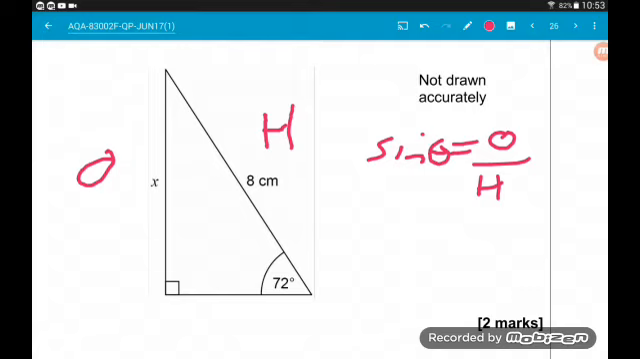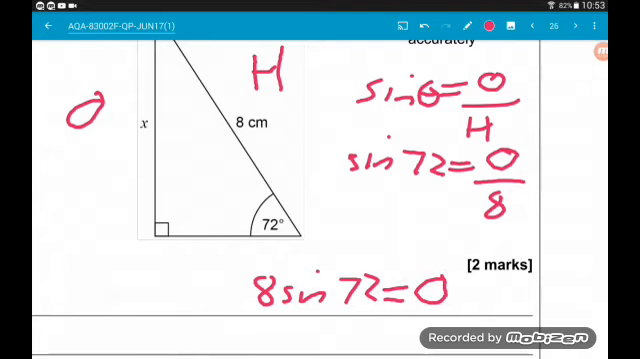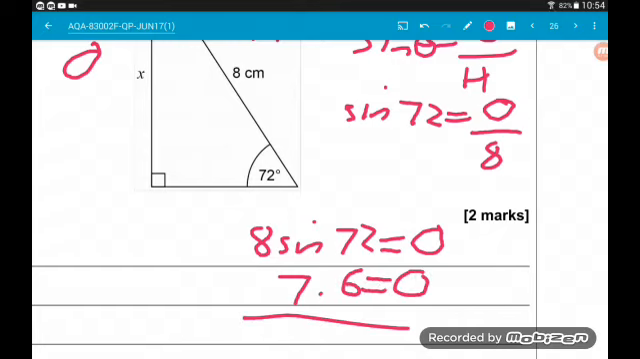Substituting our numbers in, we get sine 72 is the opposite, which is the side we're after, over 8. So then finally, we multiply through by 8, and we get 8 sine 72 is equal to the opposite, which is going to give us a value, if we work it into our calculator, of 7.6. If we go to 1 decimal place, that's our guy.